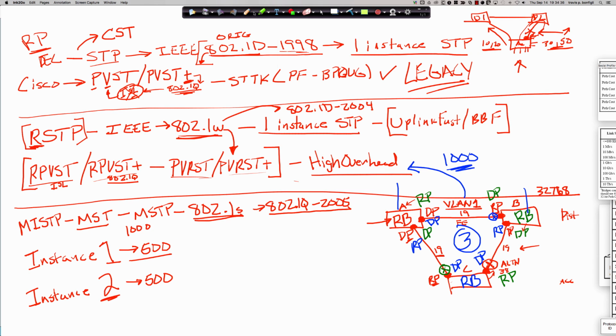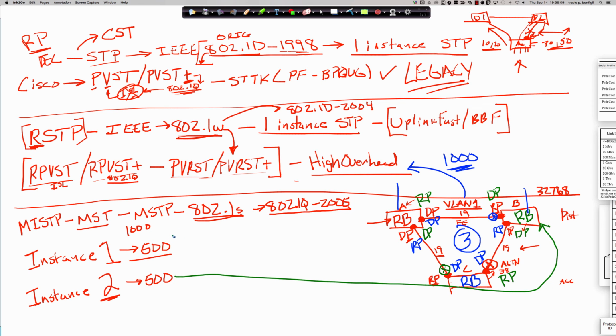And we can say that instance 2, and it's definitely not going to be the blue, instance 2 would be green, right? So the root bridge for instance 2 would be switch B, because that's all that's required. And we still achieve the overall goal, which is load balancing between these two links and these two distribution layer switches at layer 2.